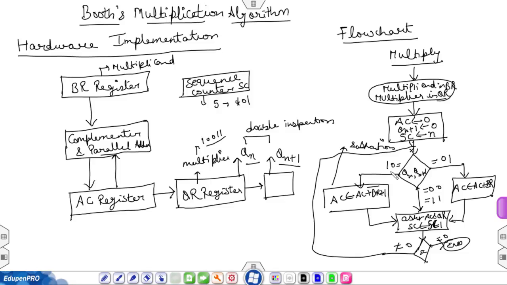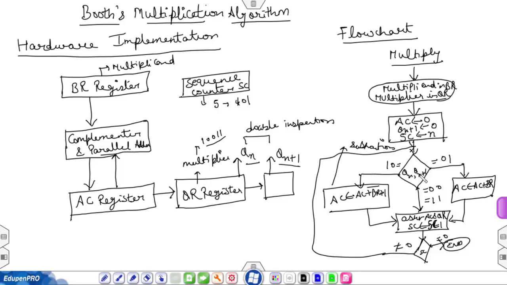Now in the second case, if the value of QN is 1 and the value of QN plus 1 is 0, then the partial product and the multiplicand will be subtracted and the result will be stored in the AC register. After that, an arithmetic shift right operation will be performed on the content of AC and QR and the sequence counter will be decremented by 1.